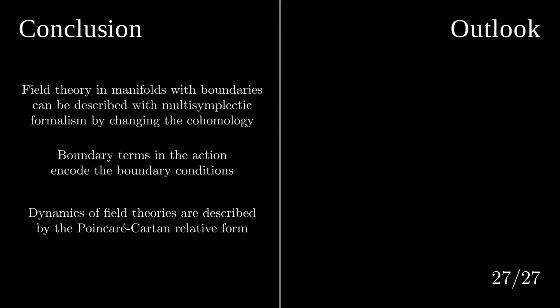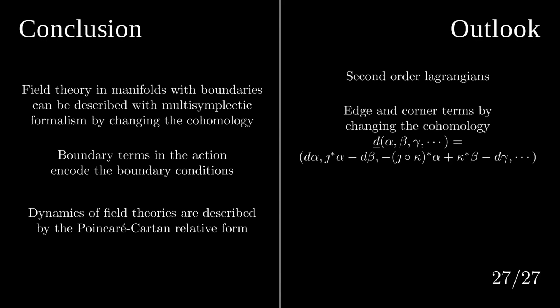For the future, we would like to study second order Lagrangians, in particular for introducing general relativity, to introduce edge and corner terms by changing again the cohomology to this other one, and to study the properties of the relative bracket and the Hamiltonian formalism of these multisymplectic formalisms. So thank you very much. I am open to all your questions.